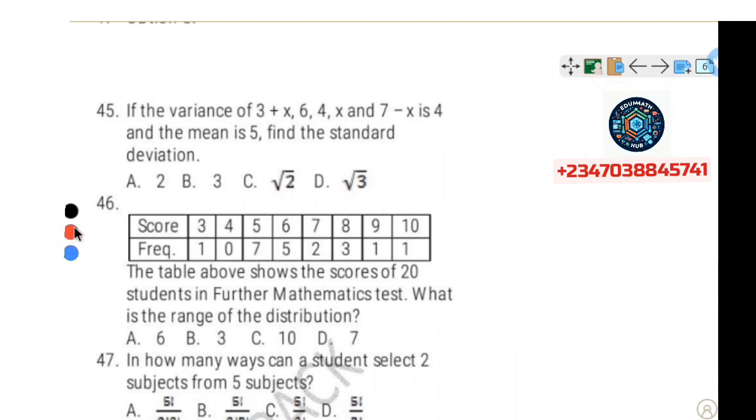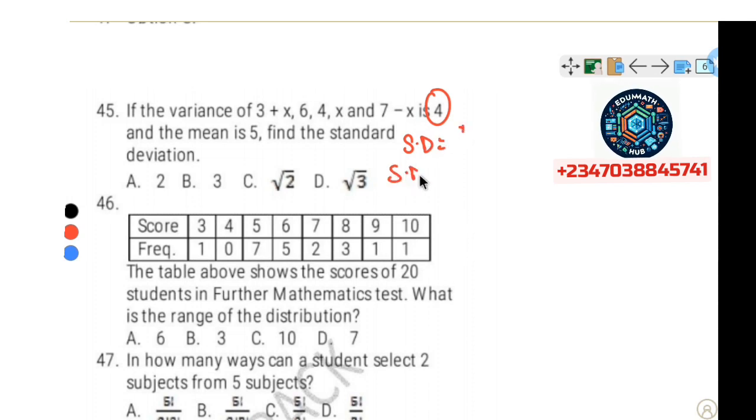So the relationship between standard deviation and variance is that standard deviation is the square root of variance. If you have your variance, just find the square root, and you get the standard deviation. So don't waste your time evaluating the value of x. Just check the question, look for the variance, and find the square root. The variance is 4, then the square root of 4 is 2. So the standard deviation is 2.